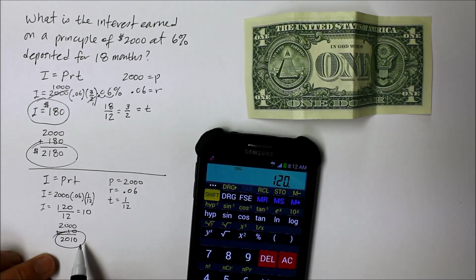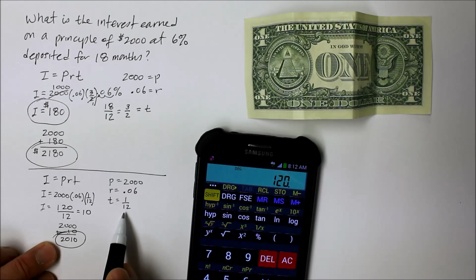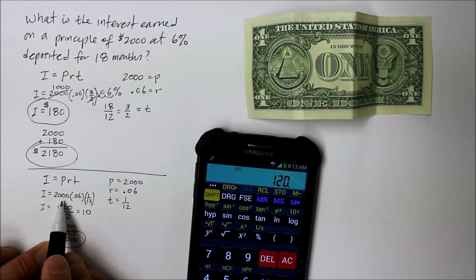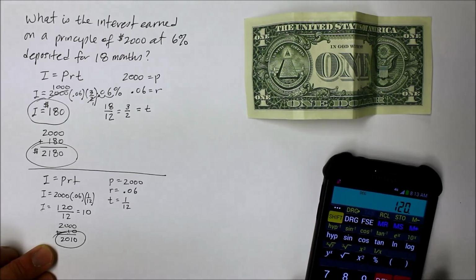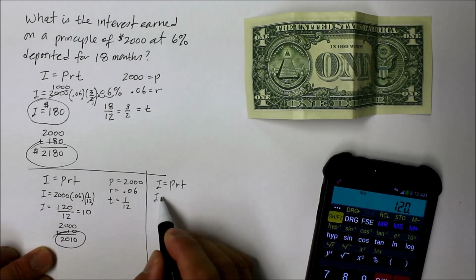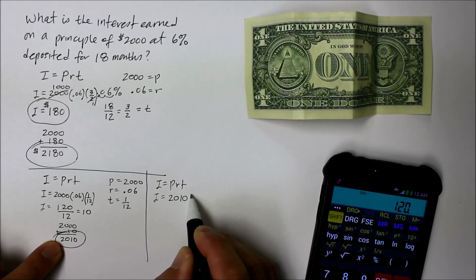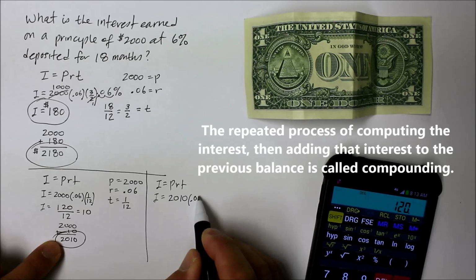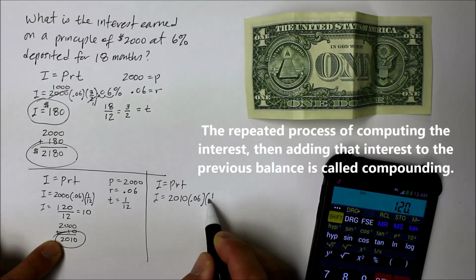Nice. However, again, what if you put that same amount that you earned back in the bank for another 1 month? So in fact, you're not putting in $2,000 anymore. You're putting in $2,010 in the bank. So what's going to happen? Let's do it on this side. Same formula, but this time the principal is not 2,000, it's 2,010. The rate is the same, 0.06, times the time you're going to put in again is the same, 1 month.